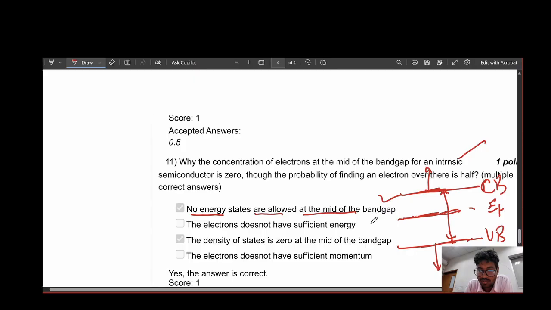And the electrons do not have sufficient energy. This is not the case. Electrons have sufficient energy as they jump from here to here. Why can't they jump here? They have sufficient energy. This is not the case because there are no energy states. The density of states is 0. There are no states available. The electrons do not have sufficient momentum. That is not the case.